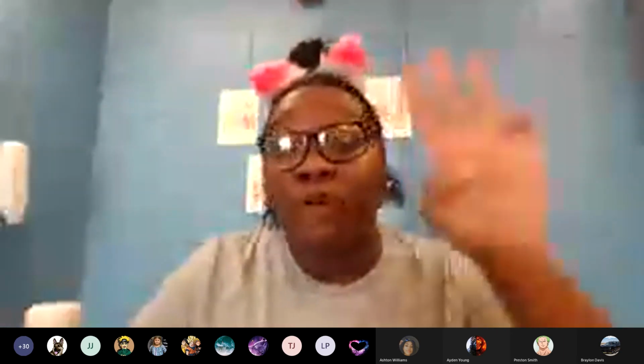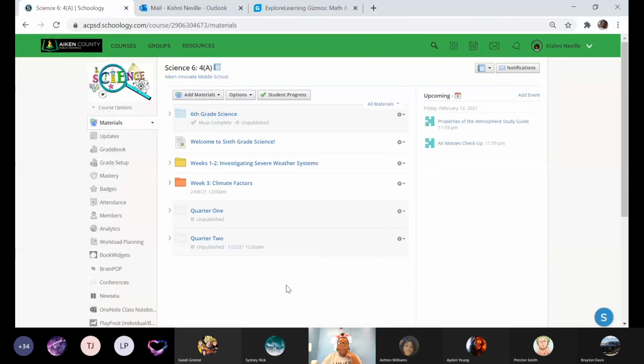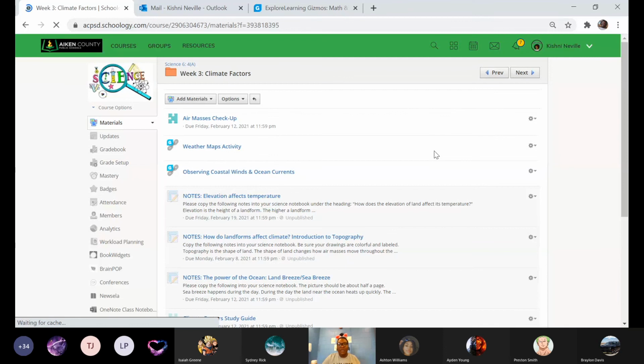Today, you have 3 assignments that are going to be released to you. So when I go into my Schoology folder, I'm going to see that we're moving on into an orange week 3 climate factors folder. Let me say that again. We are moving into the week 3 climate factors folder. So you have some assignments here that you'll need to complete. 3 assignments. And remember, I've released 3 assignments today because you won't have a live session tomorrow.